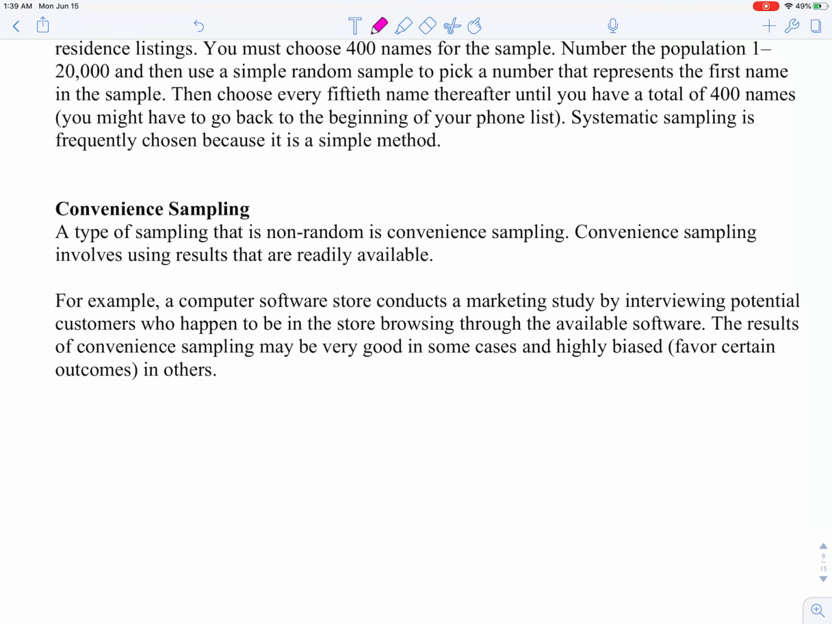All right, another one here, convenience sampling. So just think about this one. If you're doing something convenient, you're probably being lazy about it, right? It's just a joke, but it's a way to remember this. Convenience sampling is a type of sampling that is non-random. Convenience sampling involves using results that are readily available. Usually, convenience sampling is not a good idea.